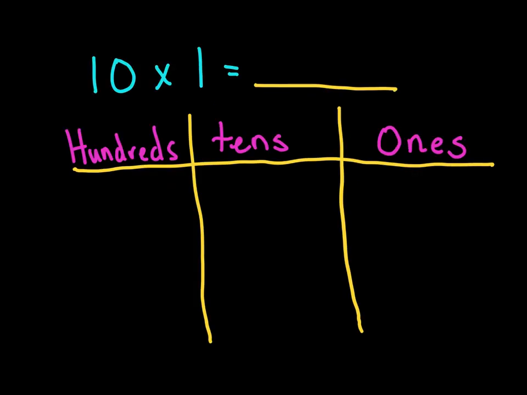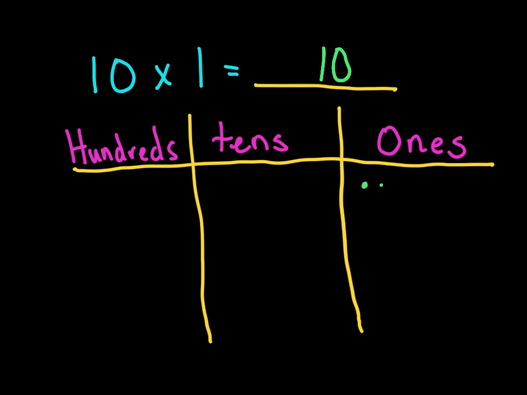All right, we have something that's pretty fair. 10 times 1 is equal to how much? Well, everyone knows that anything you multiply by 1 is itself, which gives us 10. But how would that look in a place value chart?